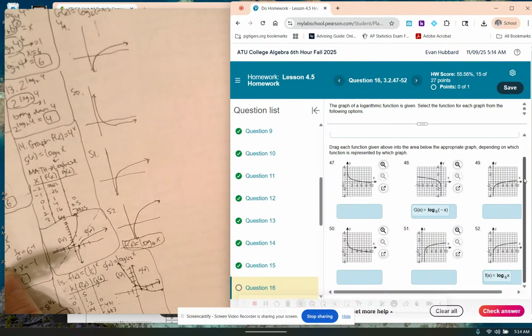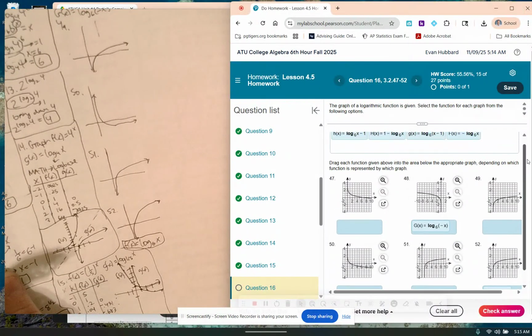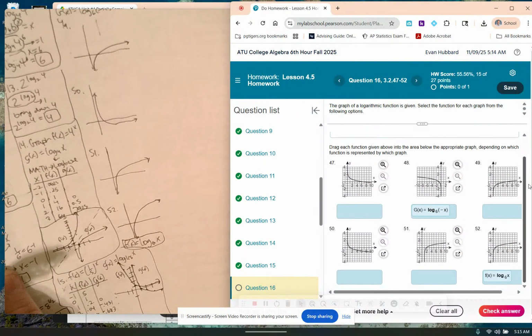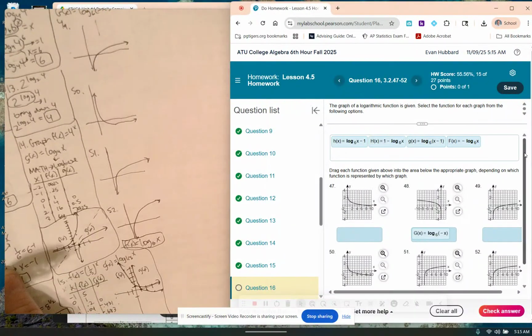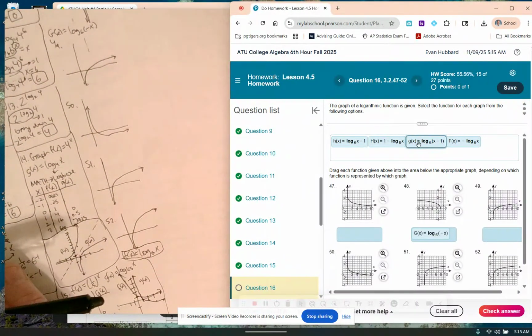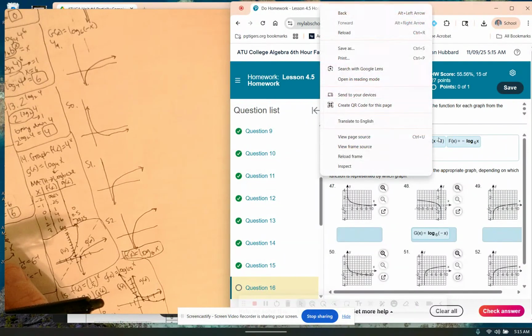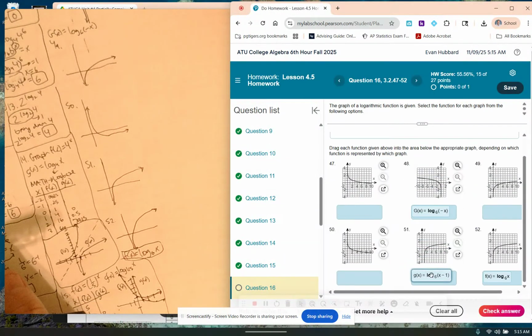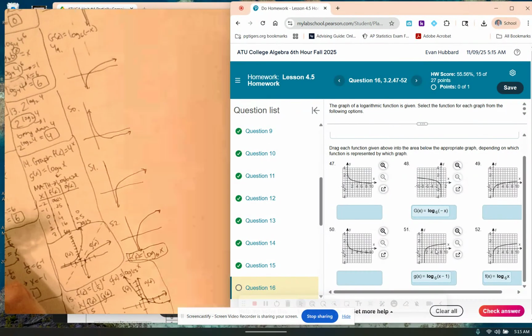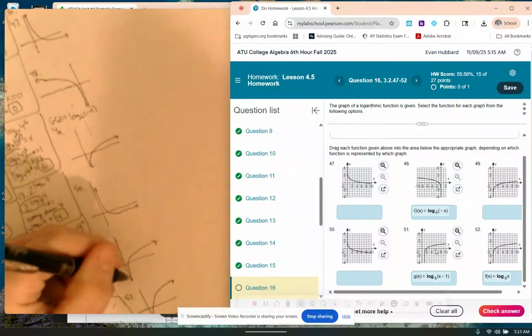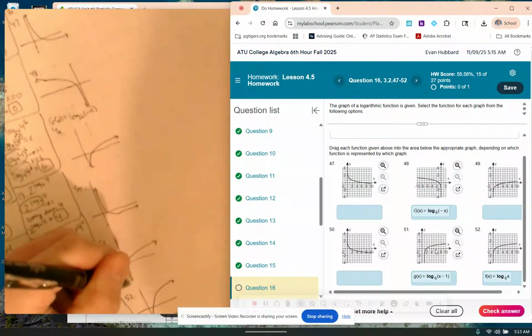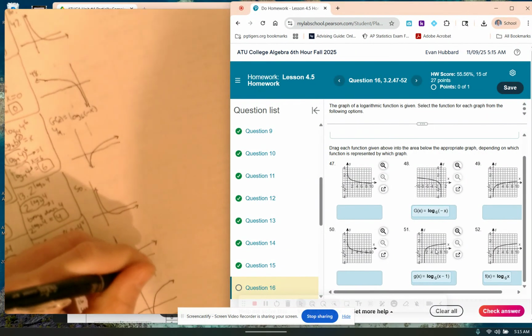Having a hard time seeing this. I'm going to come back to that one. Okay, this one is going to be 1 right. Oh, I saw that one. 1 right would be this one right here, 51. So 1 right, because instead of being at 1, 0, it's shifted 1 right. Because whenever you subtract from the x, it's 1 right. So this would be g of x equals log base 6 of x minus 1.